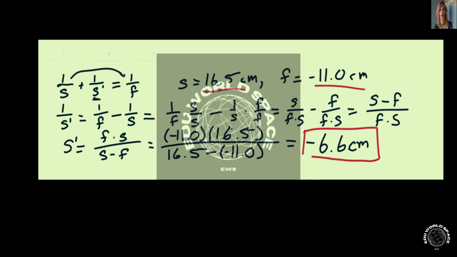And if we think about this answer for just a second, we see that we have a negative sign here. And so that means that the image is virtual, and it's to the right of the mirror. Okay, so that's the first part.